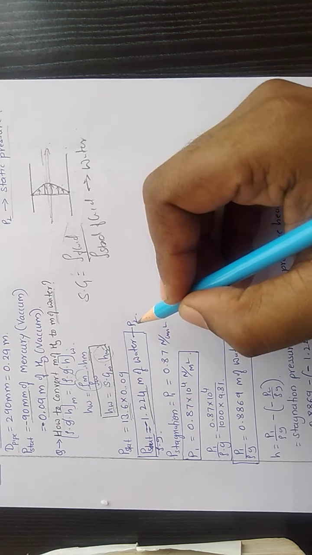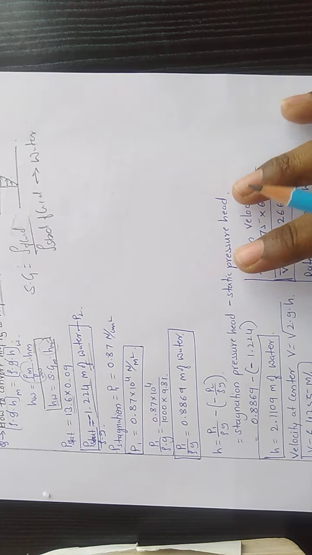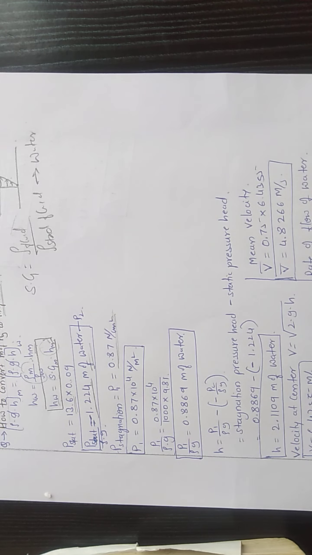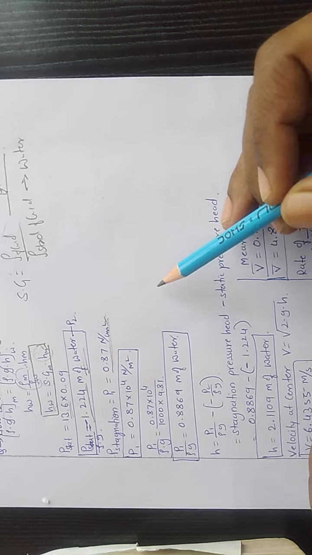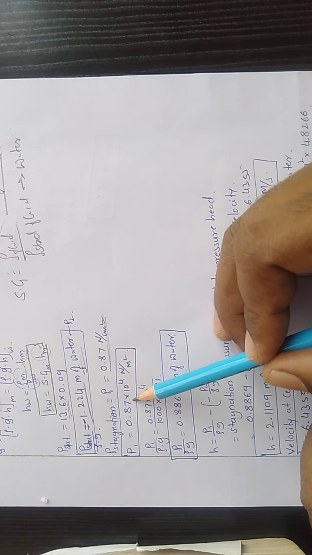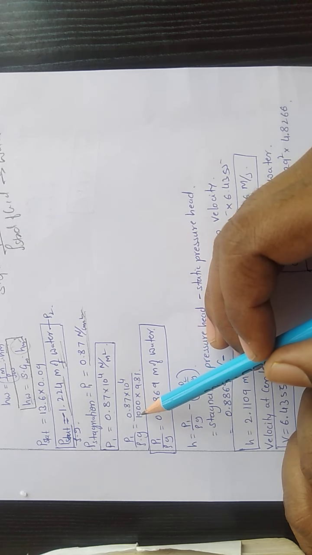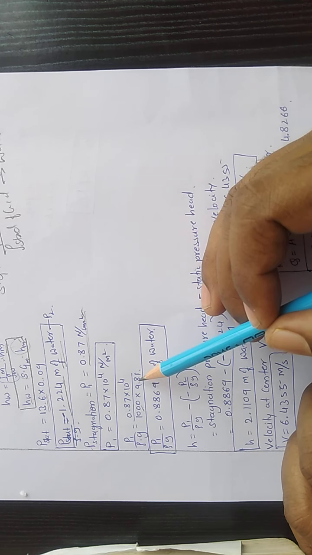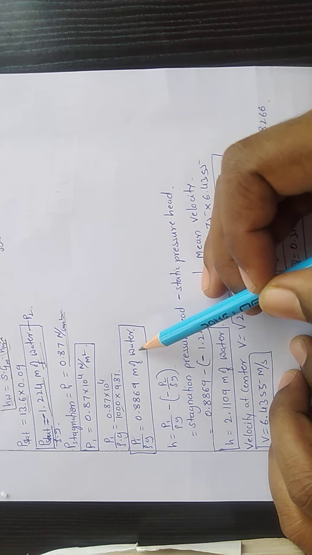This is P2. Meter of water head is nothing but P by rho g. Now the stagnation pressure is given as 0.87 Newton per centimeter square. It is pressure, not pressure head, so we need to convert it into pressure head. Before that we convert centimeter square into meter square. So P1 is equal to 0.87 into 10 raised to 4 Newton per meter square. Now convert this pressure into pressure head, P1 by rho g. Since it is water, density is 1000, g is 9.81, so we get P1 by rho g as 0.8869 meter of water.